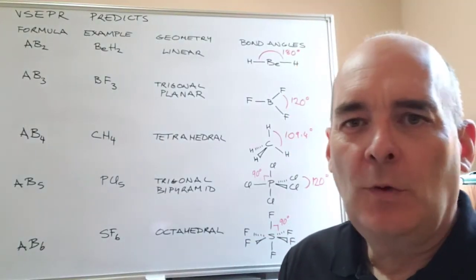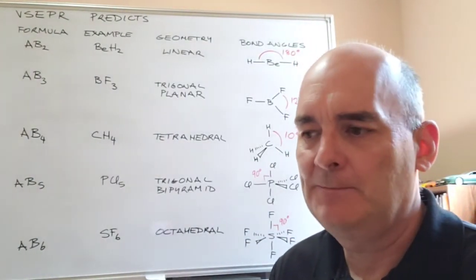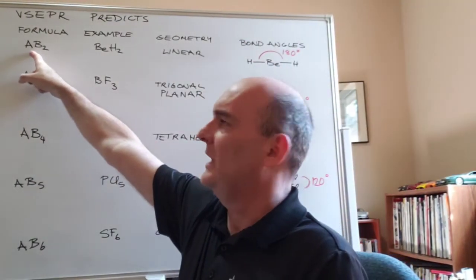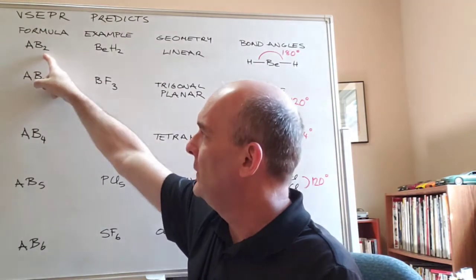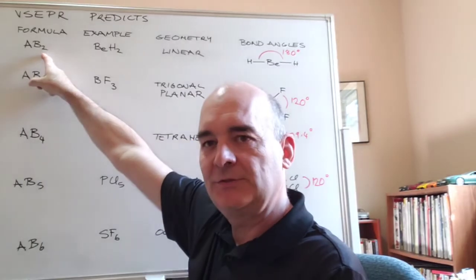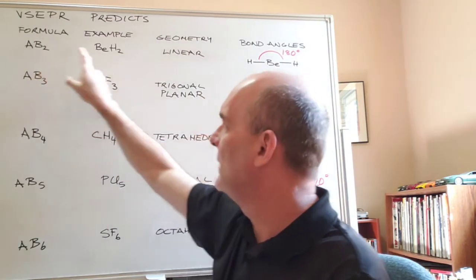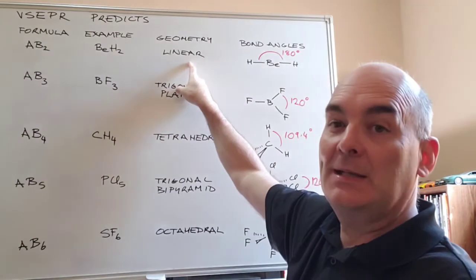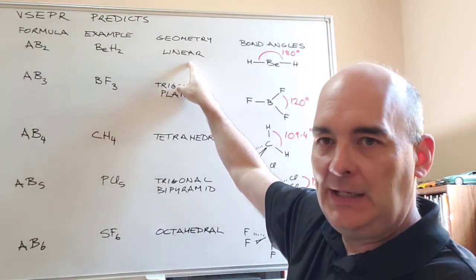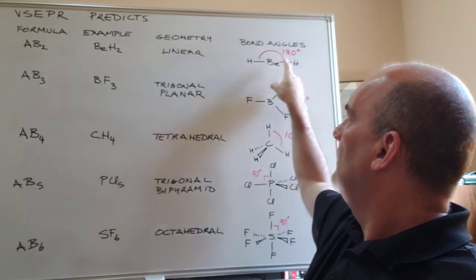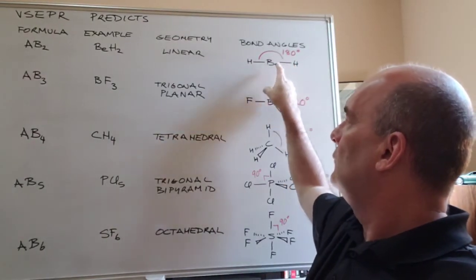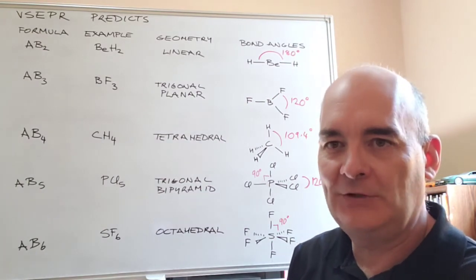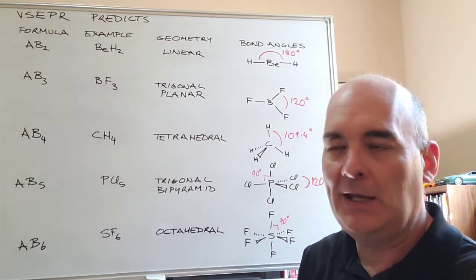So let's look at what VSEPR theory predicts. If I have a central atom, A, with 2 bonded atoms, B2, around it, like I would see in beryllium hydride, I would expect that molecule to be linear, because I would be putting the areas of repulsion 180 degrees apart from each other. That's as far apart as they can go.